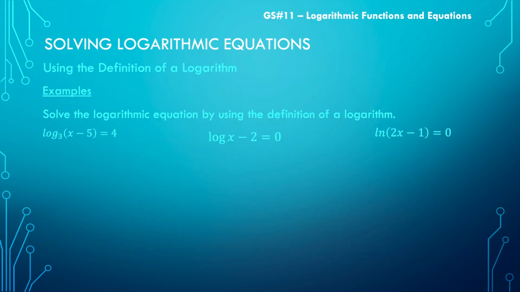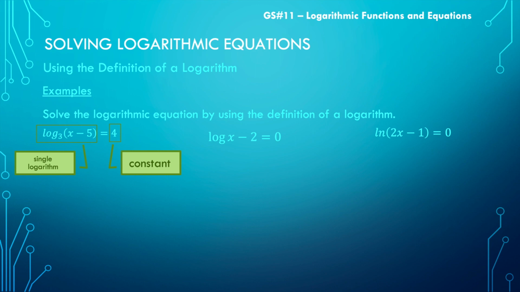Okay, so here are 3 examples of logarithmic equations that we can solve using the definition of a logarithm. What we want to see happen is we want to manipulate the equation so that I have a single log on one side of the equation and a constant on the other. With this first example, I have log base 3 of the quantity x minus 5 is equal to 4. So on the left-hand side, I have a single log, and on the right-hand side, I have a constant.